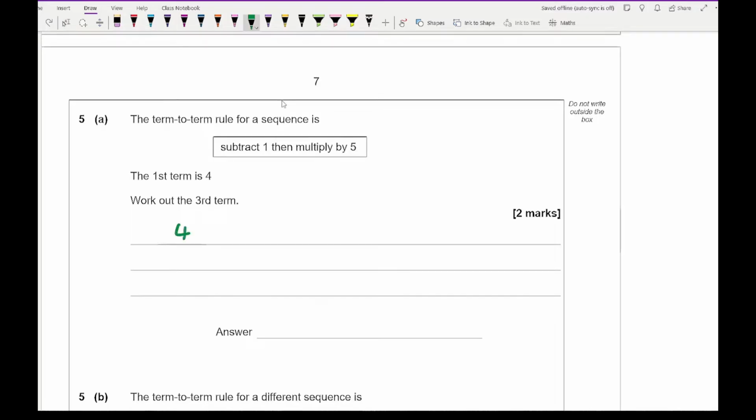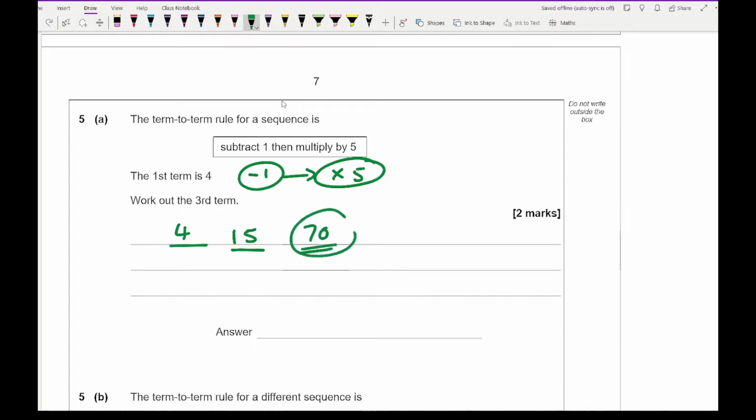So if we start with 4, what we need to do is take away 1 and then multiply by 5. So 4 take away 1 is 3, times 5 is 15, and then 15 take away 1 is 14, times 5 gives me 70. So the third term is going to be 70.